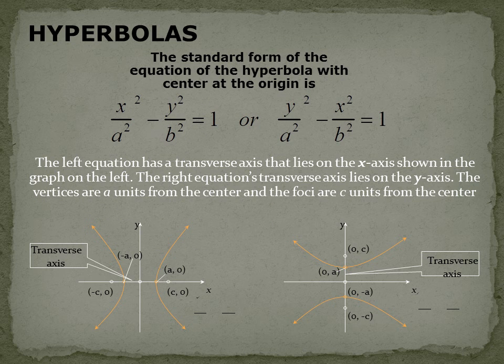The standard form of the equation for a hyperbola with the center at the origin is x squared over a squared minus y squared over b squared equals 1, or y squared over a squared minus x squared over b squared equals 1. The left equation has a transverse axis that lies on the x-axis, shown in the graph on the bottom left-hand corner. The right equation's transverse axis lies on the y-axis. The vertices are a units from the center and the foci are c units from the center.